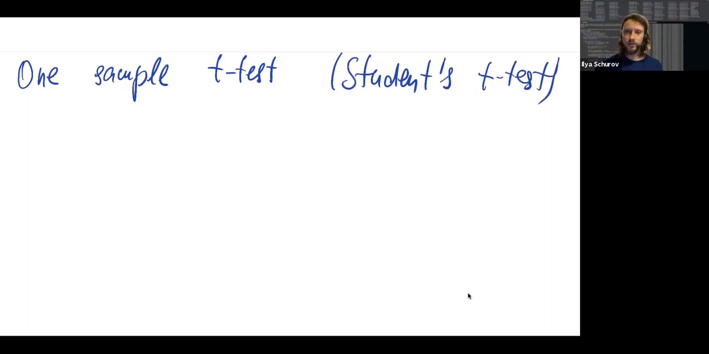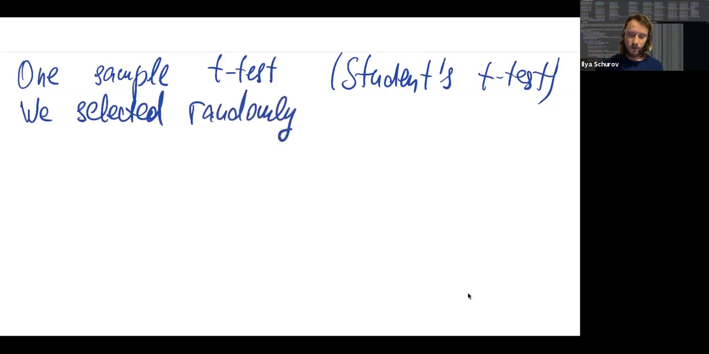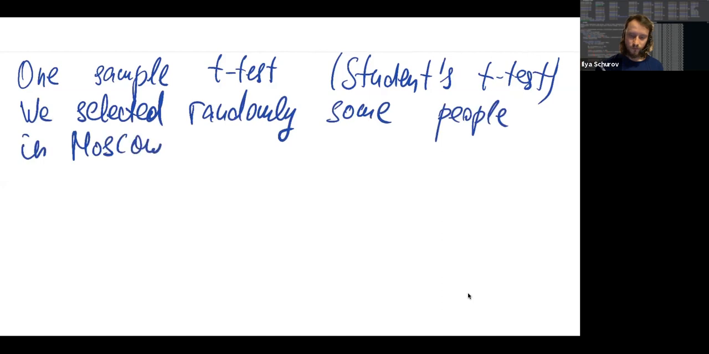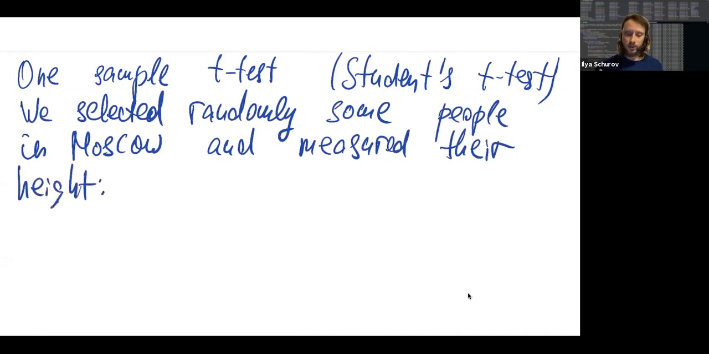To begin with, let us discuss the following problem. It is similar to the problem that we started discussing on the previous lecture, but a bit simpler. In this problem, we have one sample of data. For example, we are interested in the height of people in Moscow, and we have only one sample. We selected randomly some people in Moscow and measured their height, and obtained some numbers.